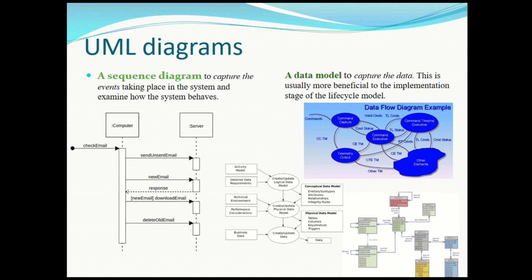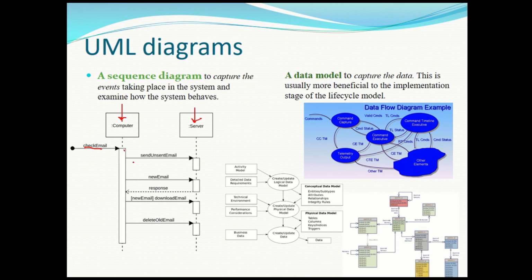Now the second diagram is called the sequence diagram. The sequence diagram is a behavioral diagram that captures the events and shows how each event is performed and which objects are involved in it. For example, in this diagram we have a sequence diagram for the check mail operation, and we have two objects involved: the computer and the server. And we can see when the computer is involved and when the server is not.